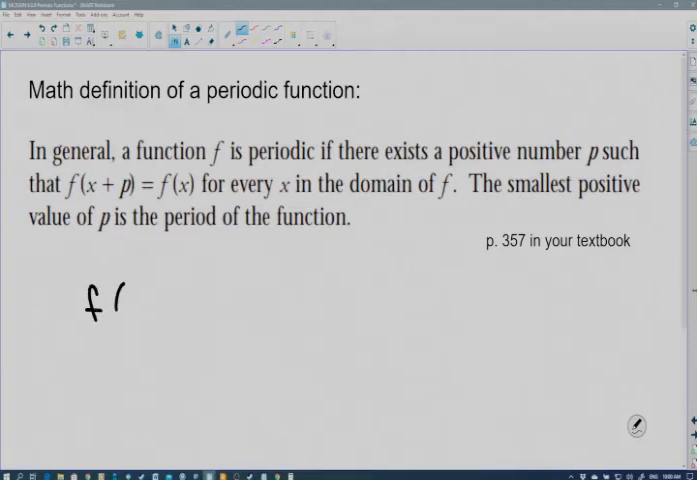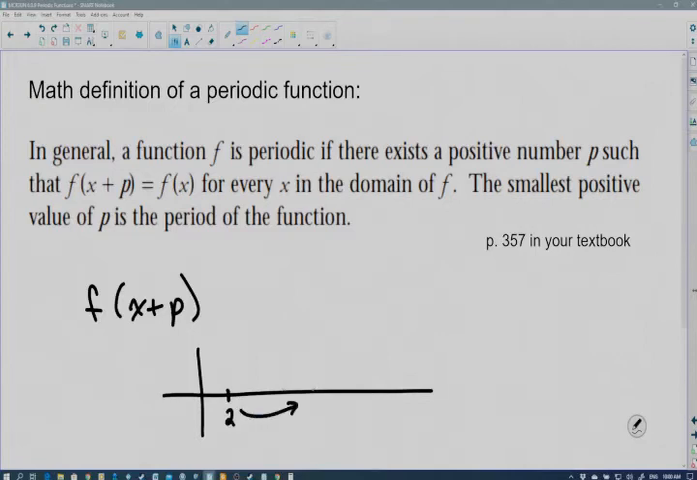What does f of x plus p mean? F of x plus p means go p further along the x-axis than your x starting position. Okay, so let's say our x starting position was 2. If I go a distance p from that point, I'm going to be at 2 plus p along the x-axis, right?